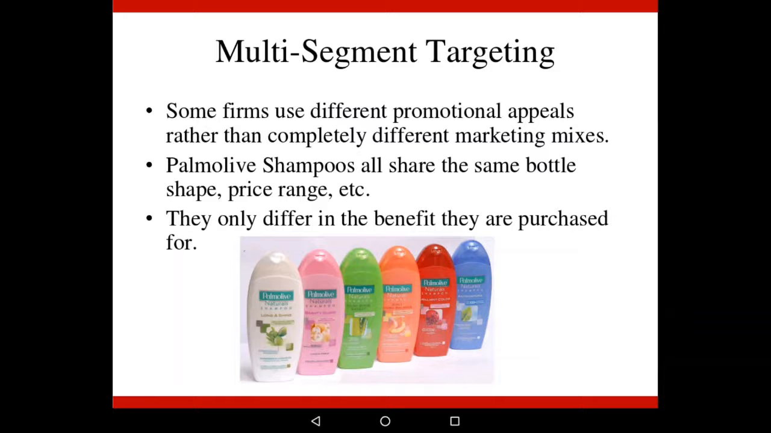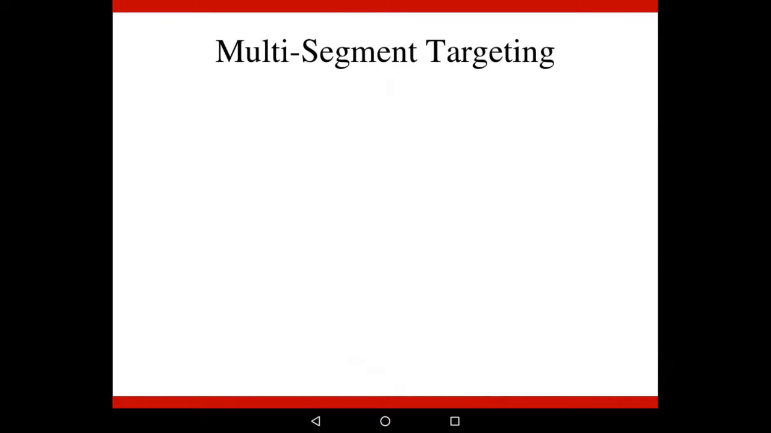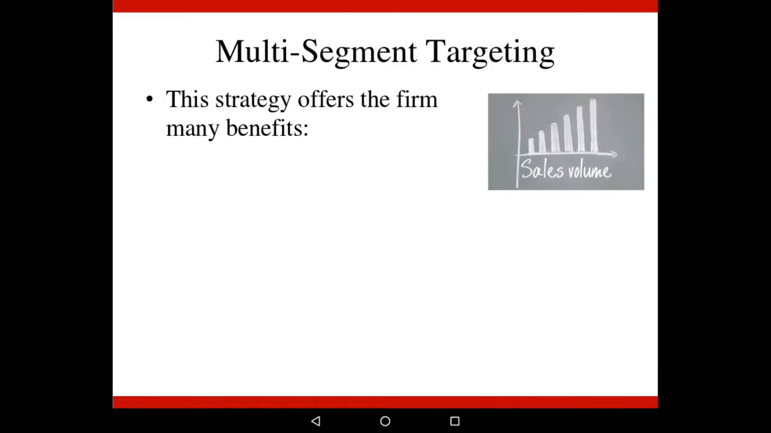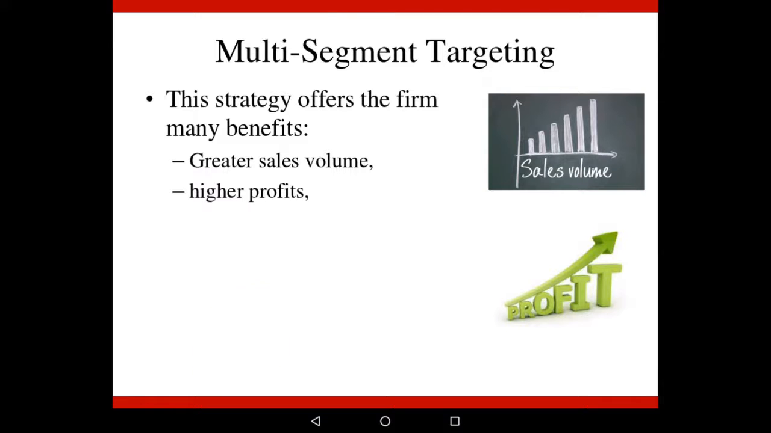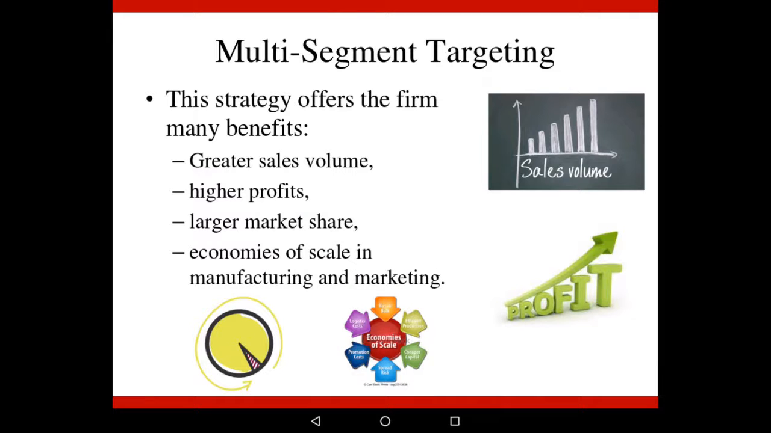Right, they only differ in the benefit that they are purchased. This makes it cheaper for them if they have some things that are similar, like the type of bottles and so forth. Okay, so this offers the firm many benefits. Greater sales volume because you've got different products being sold to different target markets, so you can make more money. You have higher profits. You have a much larger market share because you've got so many pieces of the pie, and you can create economies of scale in manufacturing and marketing, which makes it cheaper for you to compete.